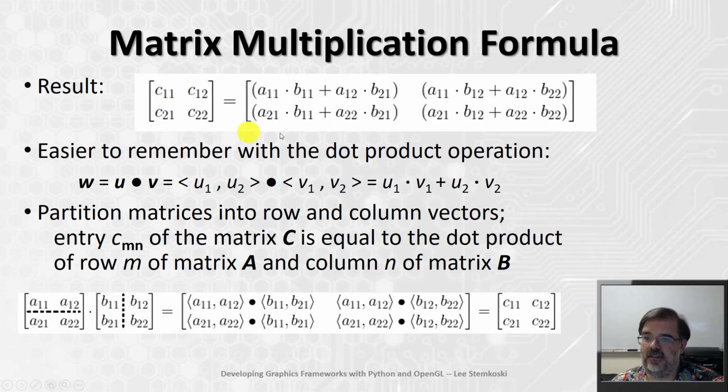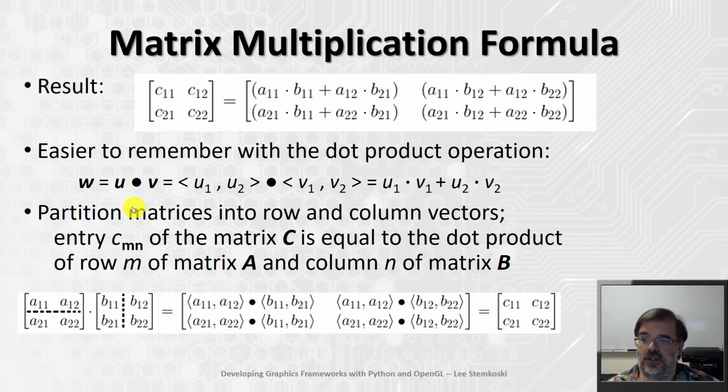So at the end of the day, this is the formula for matrix multiplication. It's a little bit complicated to remember just on its own. The easiest way to remember it is actually with another vector operation. There's something called the dot product. The dot product operation is another operation which comes in very handy when working with vectors. Here it's going to help us remember the formula for matrix multiplication. The formula is defined as follows.